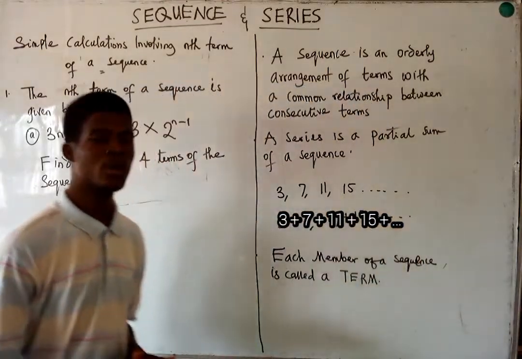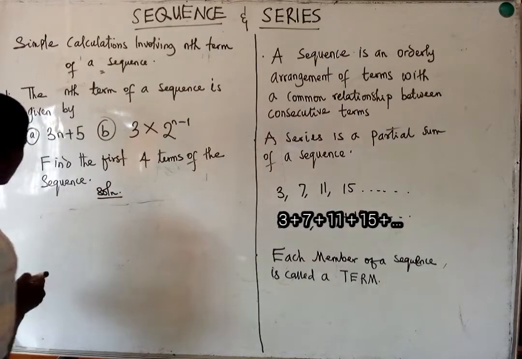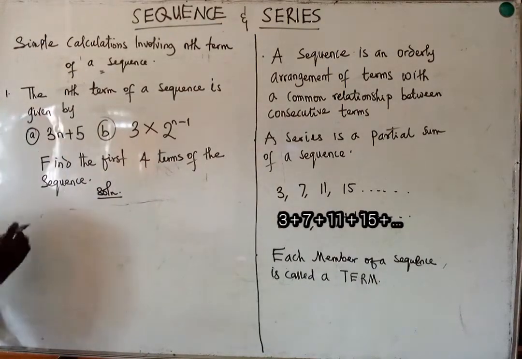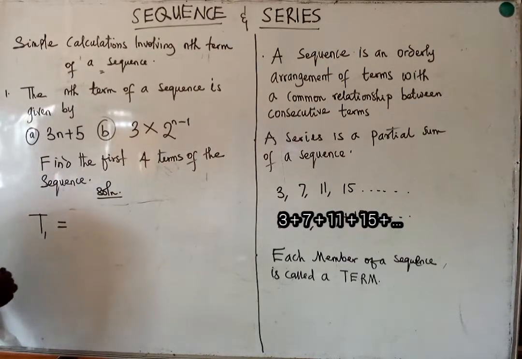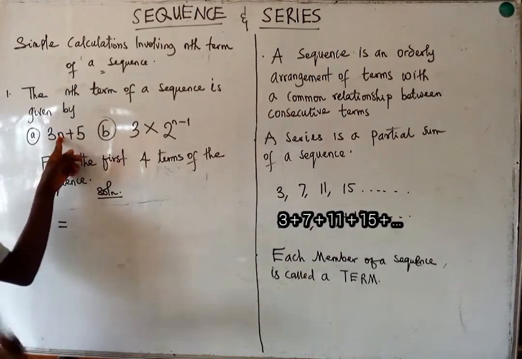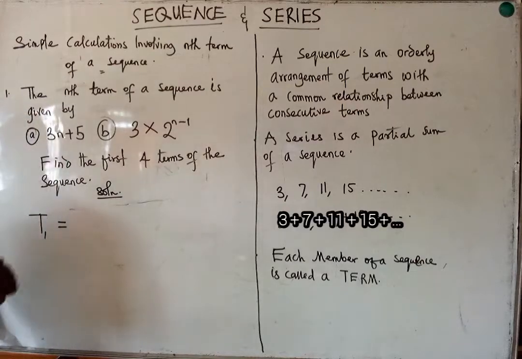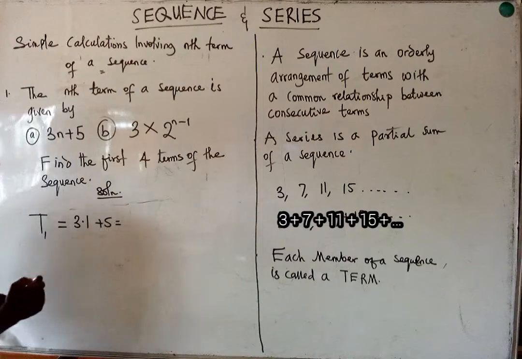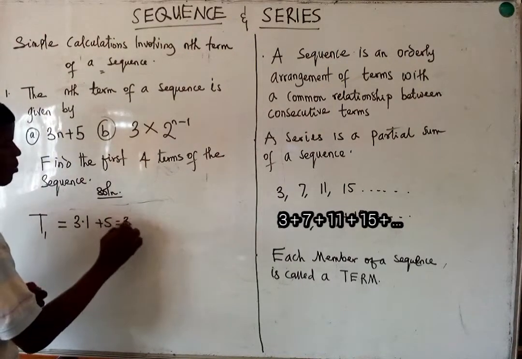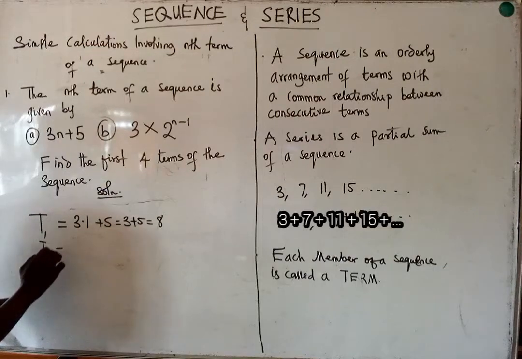Now let's compute that. Given this first sequence, we denote term by Tn. So the first term, T1, is equal to, anywhere I see n, it will be replaced by the term number. So I'm getting the first term, I'll replace n with 1. That's 3 times 1 plus 5. And that gives me what? 3 plus 5, which is equal to 8.